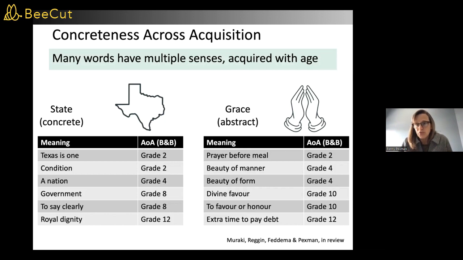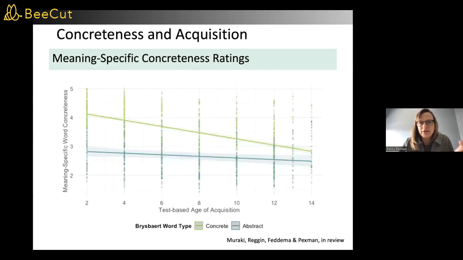Because the truth is, most words have multiple senses. We don't typically examine the psycholinguistic properties of each meaning separately. So typically we just say state is a concrete word, but the truth is it has meanings that are actually quite abstract. And how does that map across development? That was the question. To address that, we had to get concreteness ratings for each specific meaning, and that's what we did. So here are the data.